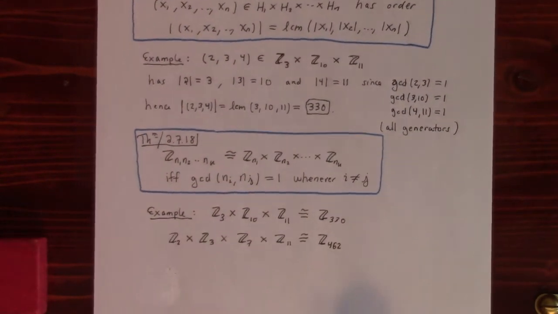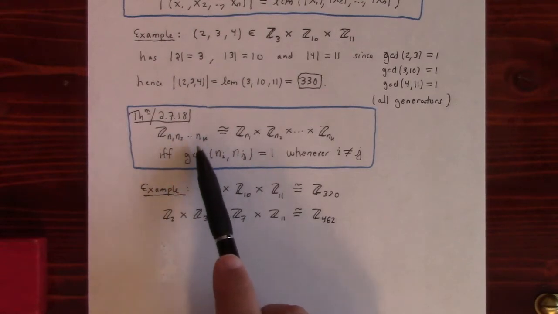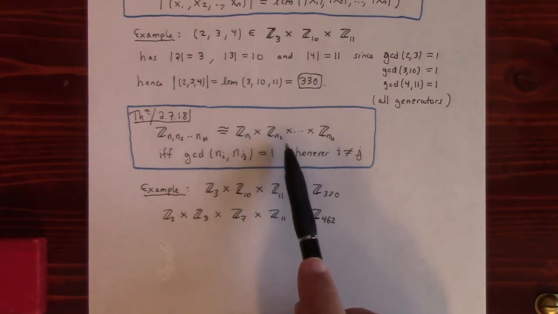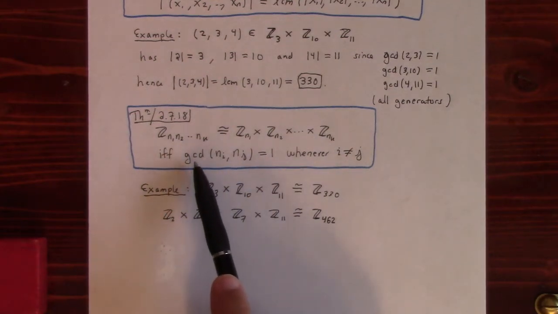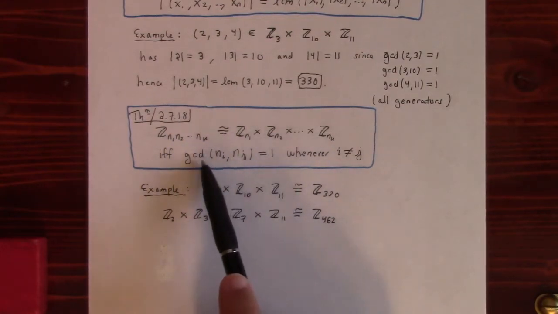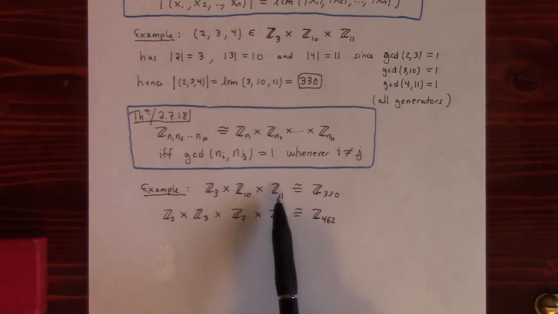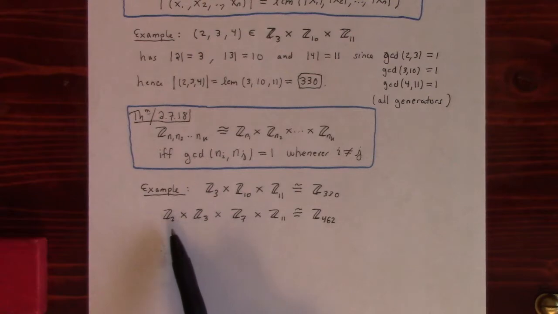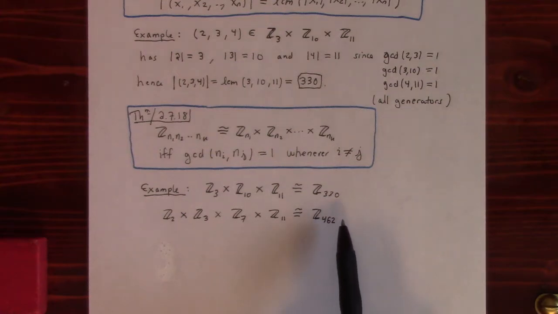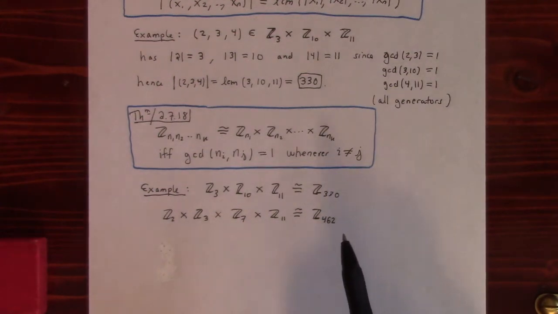And of course that also brings us to another theorem, which is that if you have Z sub n1 n2 through nk, where these are all pairwise relatively prime to each other, then that's isomorphic to the direct product of Zn1, Zn2, all the way to Znk. Again, the condition here is that the numbers forming this product have to be relatively prime: GCD of ni and nj is equal to 1 whenever i is not equal to j. So, for example, Z3 cross Z10 cross Z11 is isomorphic to Z330, and Z2 cross Z3 cross Z7 cross Z11 would be isomorphic to Z462. Incidentally, that also shows that this group and that group are cyclic groups, respectively of order 330 and 462.